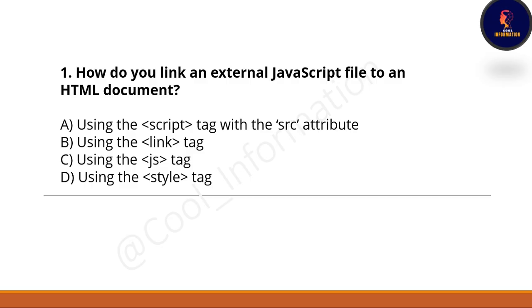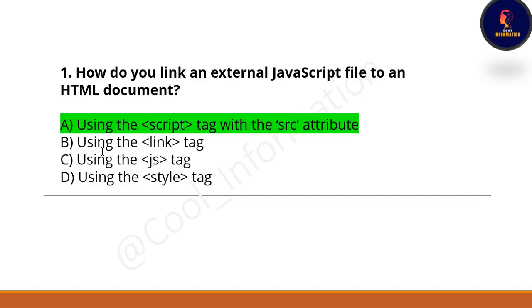Your first question is, how do you link an external JavaScript file to an HTML document? Option A, using the script tag with src attribute. Option B, using the link tag. Option C, using the JS tag. And last option is using the style tag. Correct option for this question is option A. We use the script tag with src attribute to link an external JavaScript file to an HTML document. So option A is correct here.